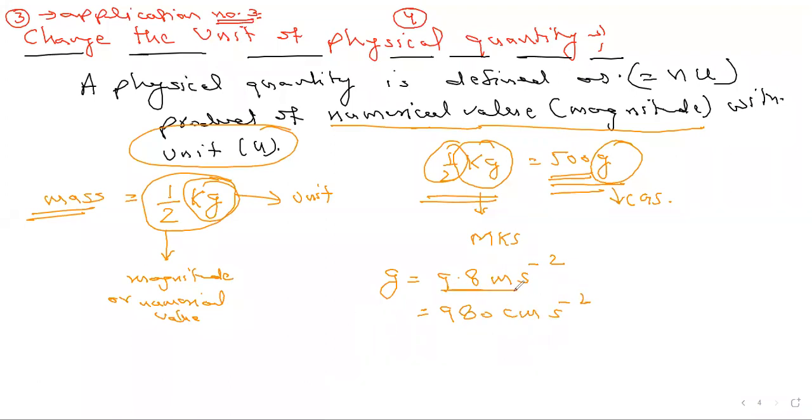These are the two different measurements. One is in meter per second square, another is in centimeter per second square. That's why the magnitude has changed, but the physical quantity is the same.